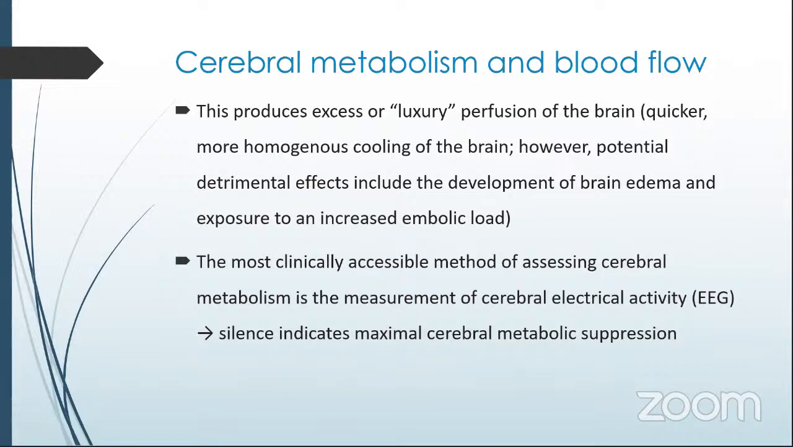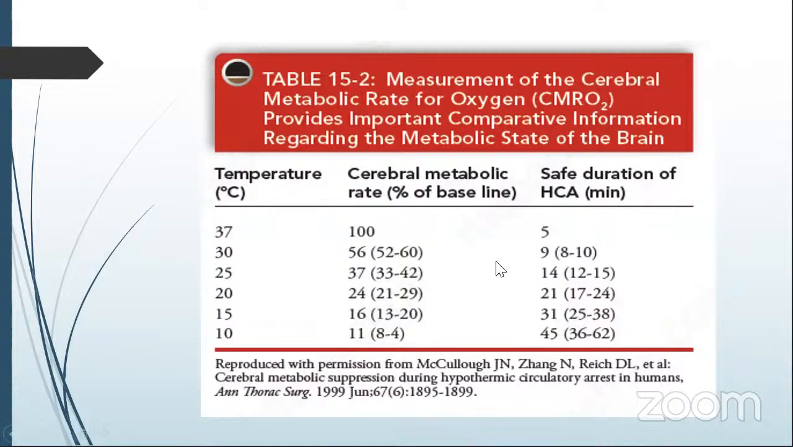The most clinically accessible method for assessing cerebral metabolism is the EEG. Silence usually indicates maximum cerebral metabolic suppression. So this table shows the measurement of the cerebral oxygen metabolic rate compared to the safe duration of hypothermia. As you can see, at normal temperature, the oxygen metabolic rate is almost 100%, and we can keep the patient in circulatory arrest for only 5 minutes. But as we go down with the temperature to 15 degrees, the cerebral metabolic rate is almost 15%, and the safe time for hypothermic circulatory arrest without cerebral adjuvant is almost 30 minutes.